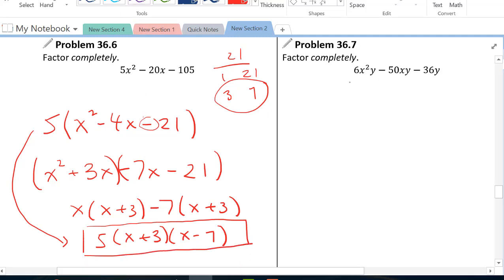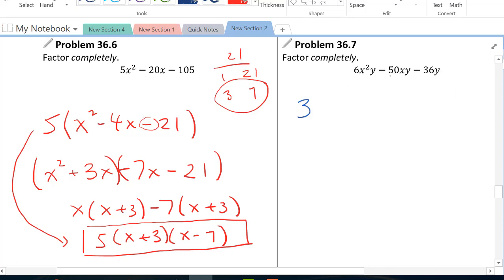All right. Let's look at the next one. Same thing. Look at the numbers. I have a 6, 50, 36. What number goes into all of them? I think it's going to be a 3, right? 6 doesn't go into 50. So yeah, it must be 3. Now I look at my variables. I have an x squared here, I have an x here, no x's here, so I can't pull out any x's.